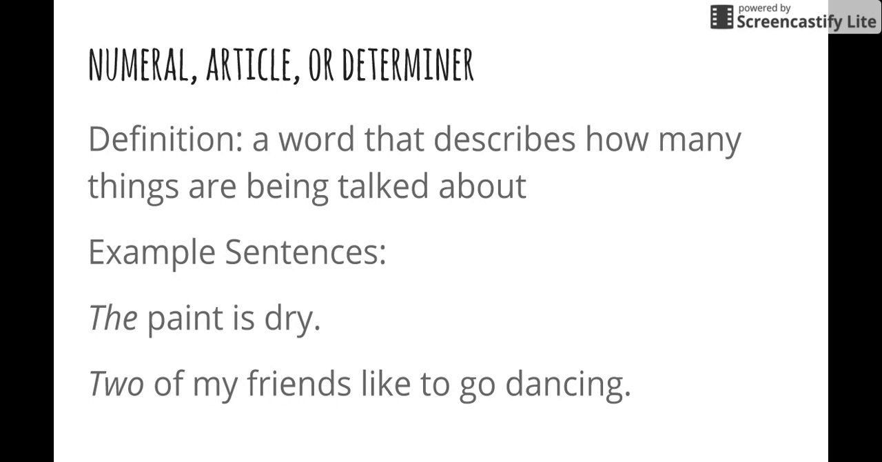2 of my friends like to go dancing. I'm describing how many of my friends like to do things. So in that case, that is my determiner.